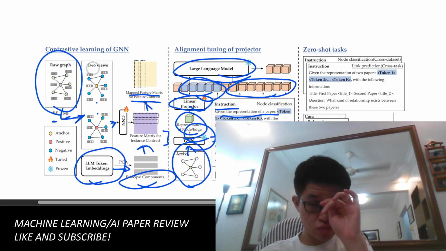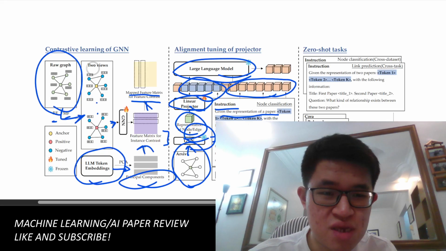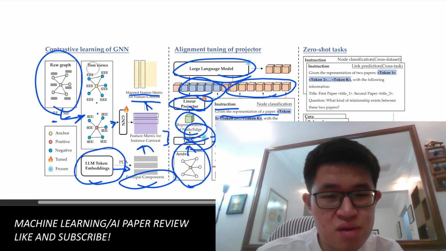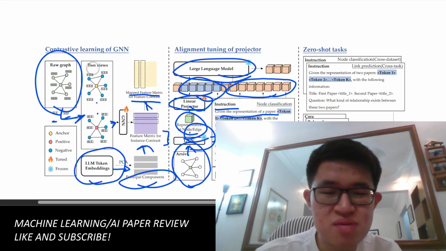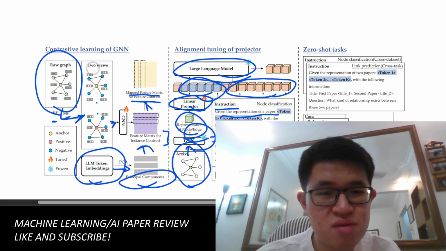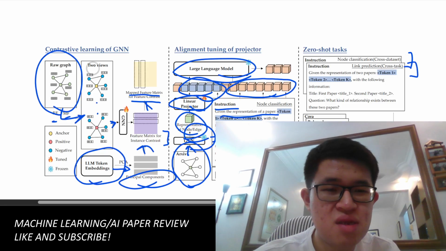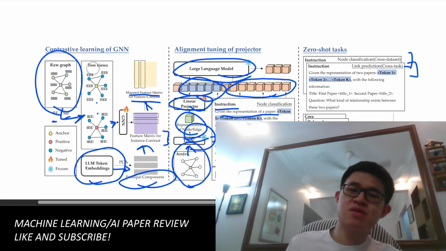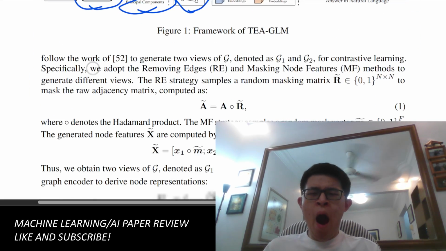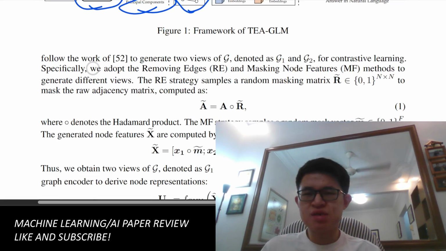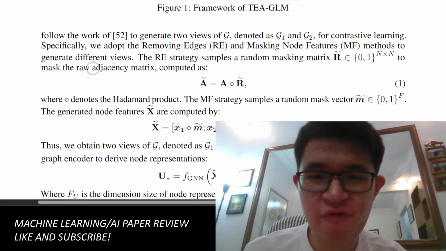All right, and next we have zero shot tasks. The zero shot tasks are basically node classification, cross dataset, and link prediction, cross task. So that's the first figure.